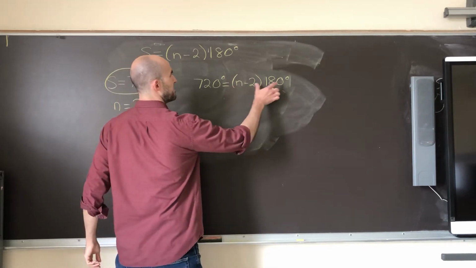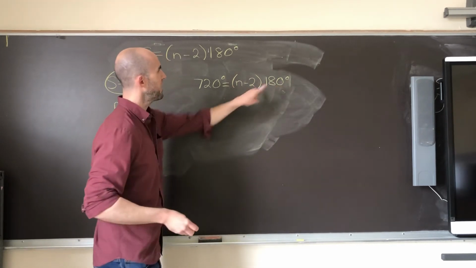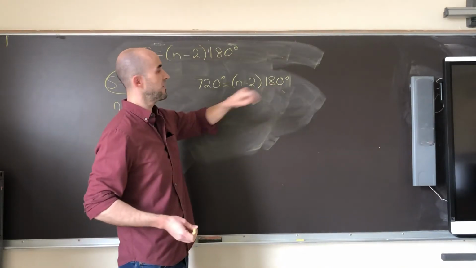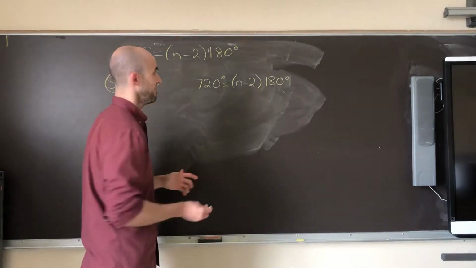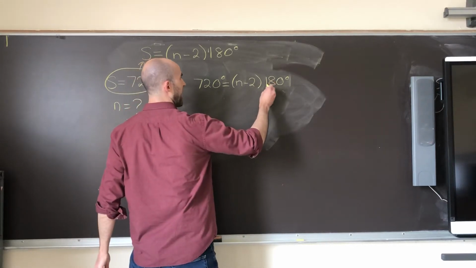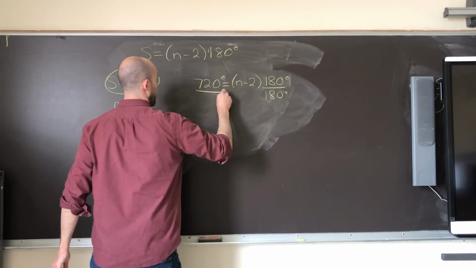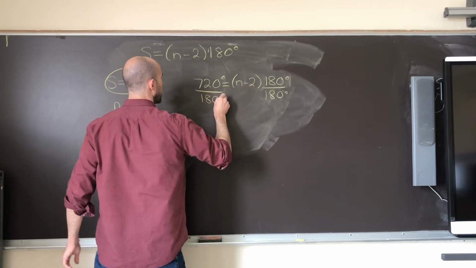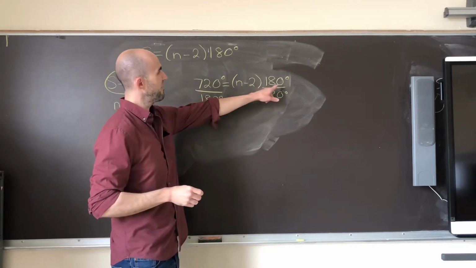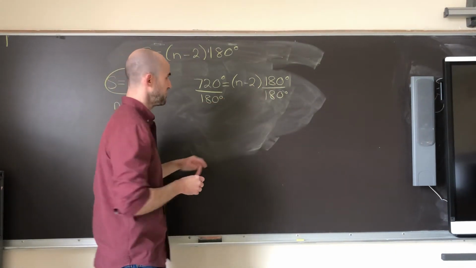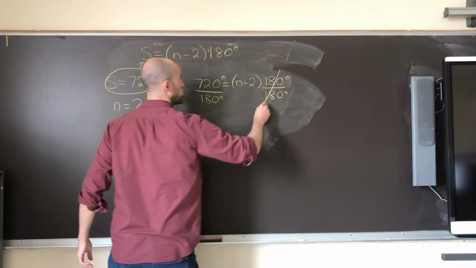Since we have parentheses and a number next to it, whenever we have a number next to parentheses, that's multiplication. In order to get rid of that 180, we have to do the opposite, right? So the opposite of multiplication is division. Divide this by 180, divide this by 180, right? So we're going to cancel out those two 180s.